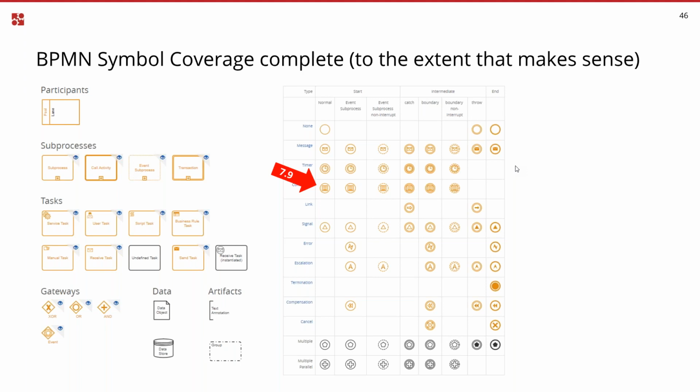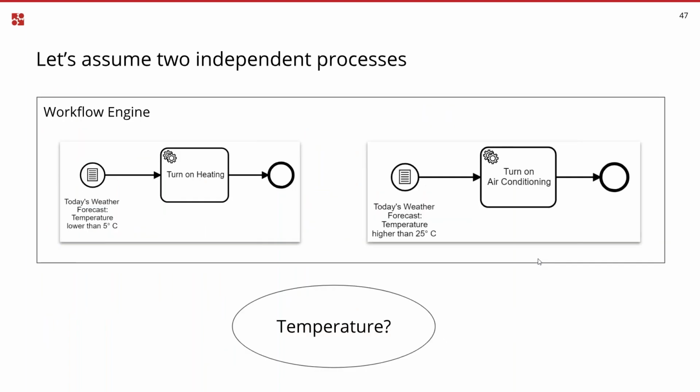There was one symbol left, the conditional start event, which was not yet supported in the execution engine with 7.8. And big news, now it is actually supported. This is great, not just because of mission complete, but also because it actually makes sense. So how does this work? Just imagine you have 2 different decoupled processes, both deployed on Camunda BPM, but totally independently. They're both reacting to conditions that became true.